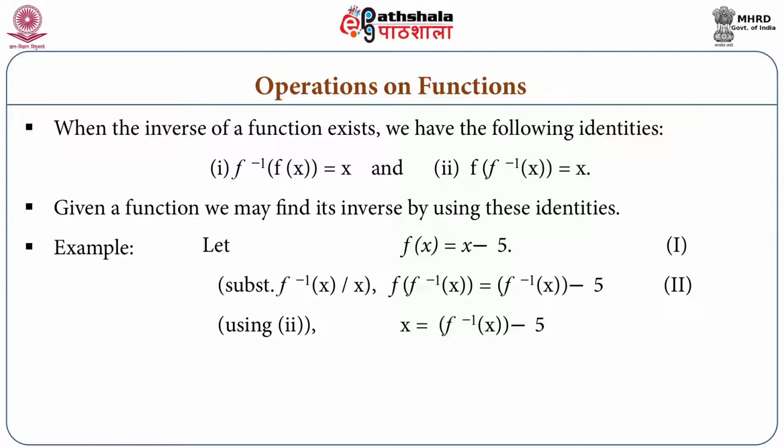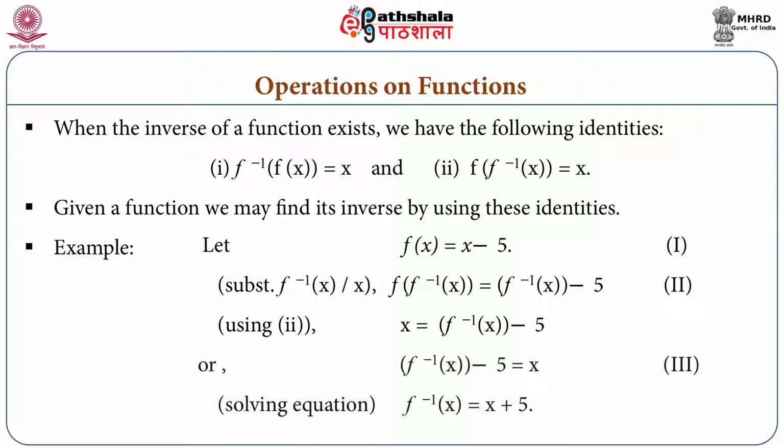X, keep in mind, is coming from equation number 2. Now on the right hand side we have done nothing, so it's still the same, inverse function of x minus 5. The next step is, now if they are identical, we can change the position. This is commutation. So bring the whole left hand side to the right hand side and the right hand side to the left hand side, and then finally the equation we have is inverse function of x is equal to x plus 5.